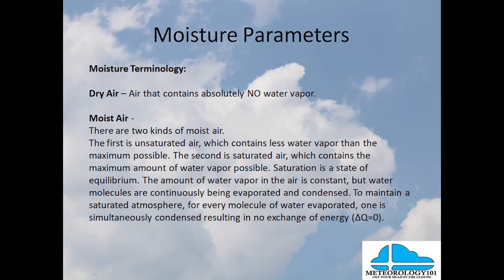Saturation is a state of equilibrium. The amount of water vapor in the air is constant, but water molecules are continuously being evaporated and condensed. To maintain a saturated atmosphere, for every molecule of water evaporated, one is simultaneously condensed, resulting in no change of energy. So, as in an air parcel, if one molecule is evaporated, one is being condensed. That's the equilibrium.